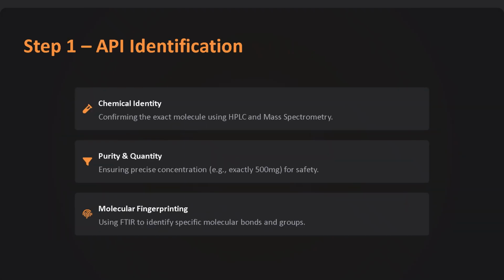The first step is identifying the active pharmaceutical ingredient, or API. This is the main molecule responsible for the therapeutic effect. Scientists use advanced analytical techniques such as high-performance liquid chromatography, or HPLC, mass spectrometry, and FTIR spectroscopy. These techniques help confirm the exact chemical identity, the purity of the drug, and the precise quantity present. For example, if a tablet claims to contain 500 milligrams, it must contain exactly that amount to ensure safety and effectiveness.